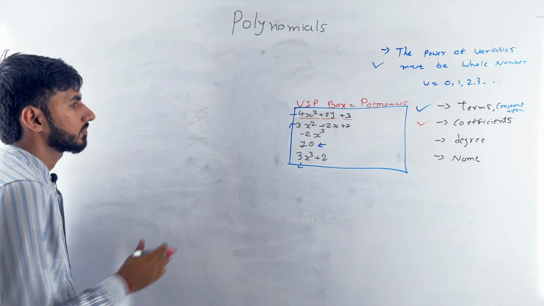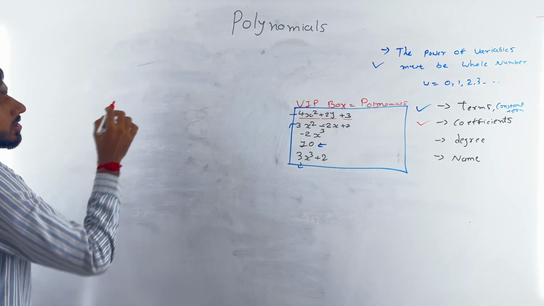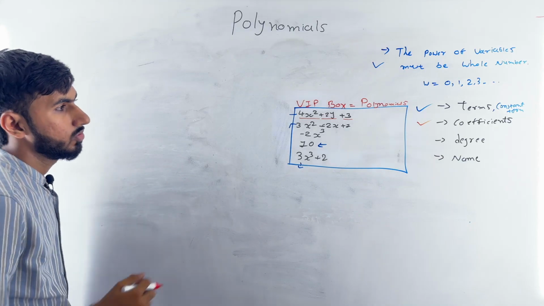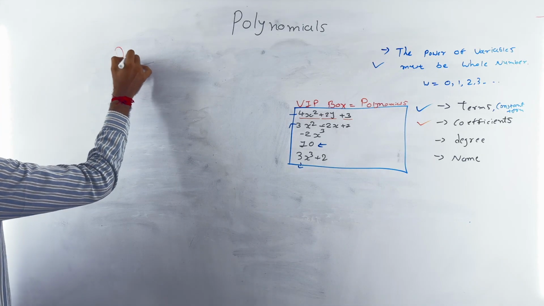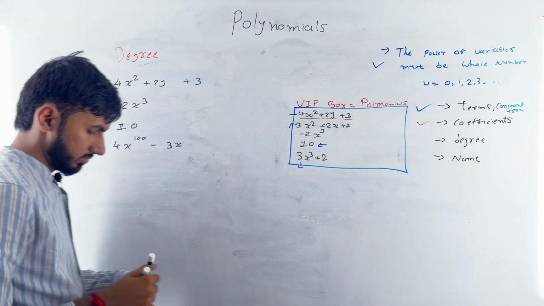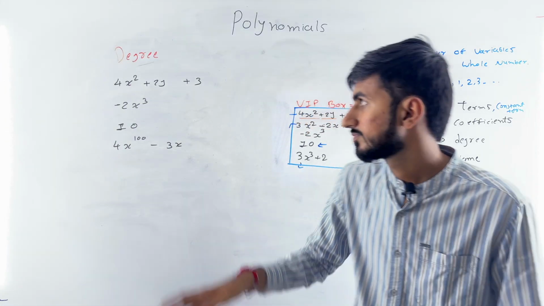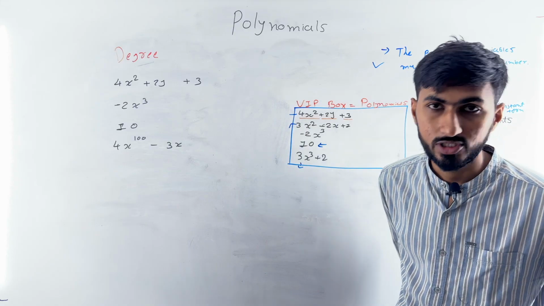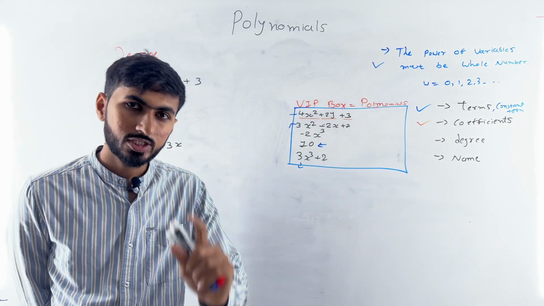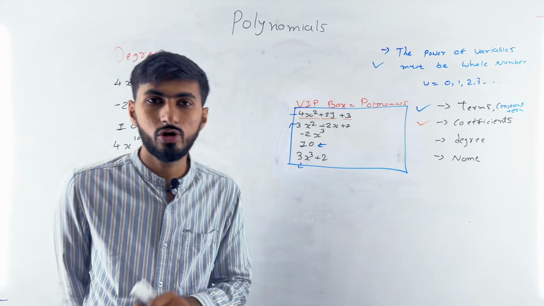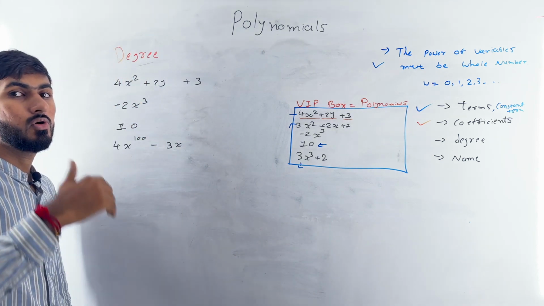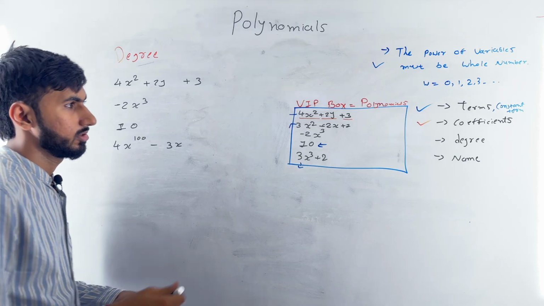What is the degree of a polynomial? So we all know what is the variable, what is a term, what is a coefficient. Now it's time for degree. These are the polynomials, right? I have written 4 polynomials here. Now, what is degree? Degree is the highest power of the variable in the polynomial. What I am saying is degree is the highest power of the variable in that polynomial.